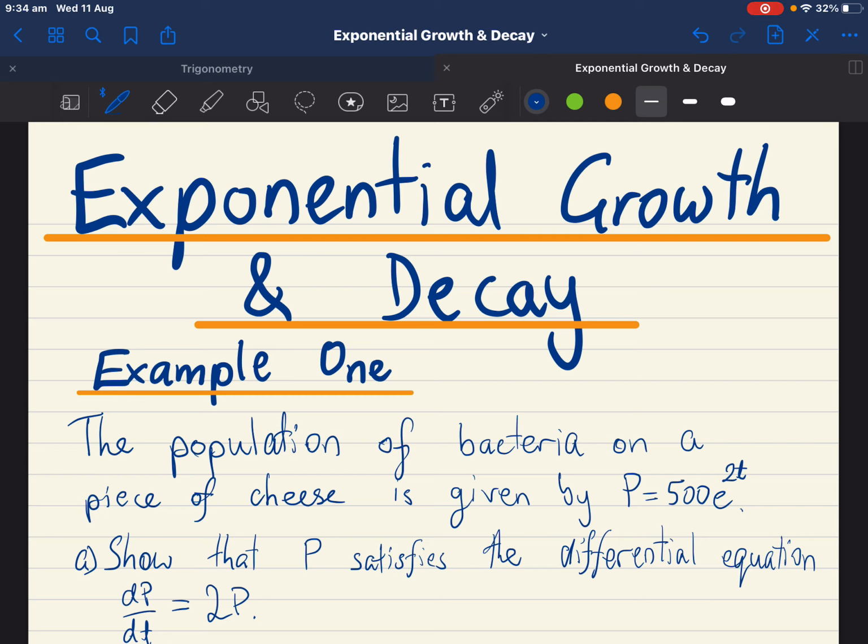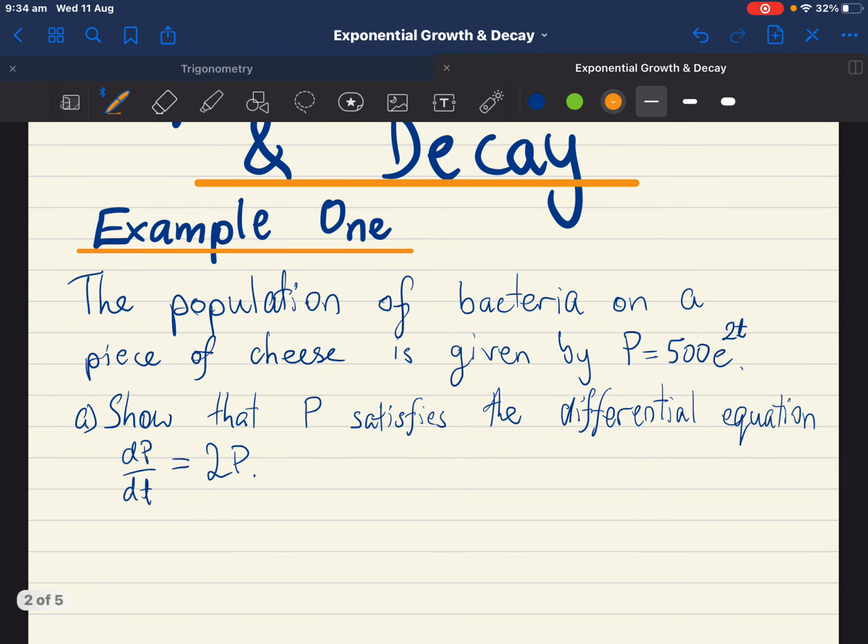All right, so example number one. We've got a population of bacteria on a piece of cheese given by the formula P is equal to 500 e to the power of 2t. Show that P satisfies the differential equation dP/dt is equal to 2P. So firstly, what is a differential equation? It's an equation that has a combination of the derivative term, dP/dt, and the actual original function, which in this case is P.